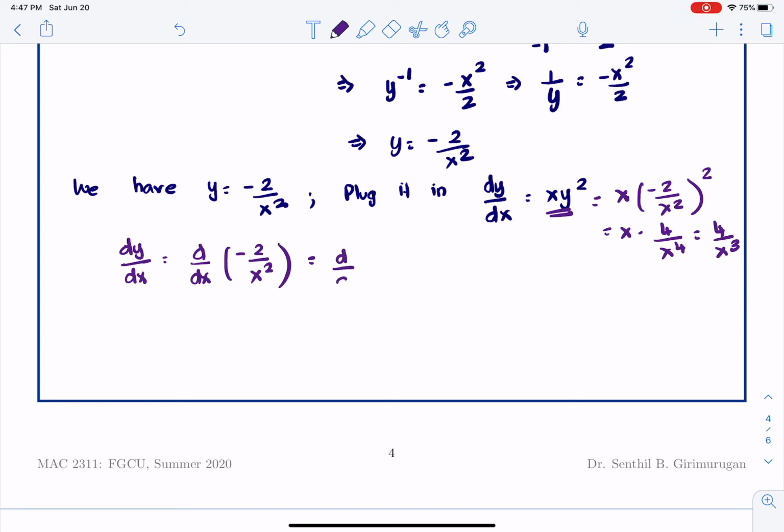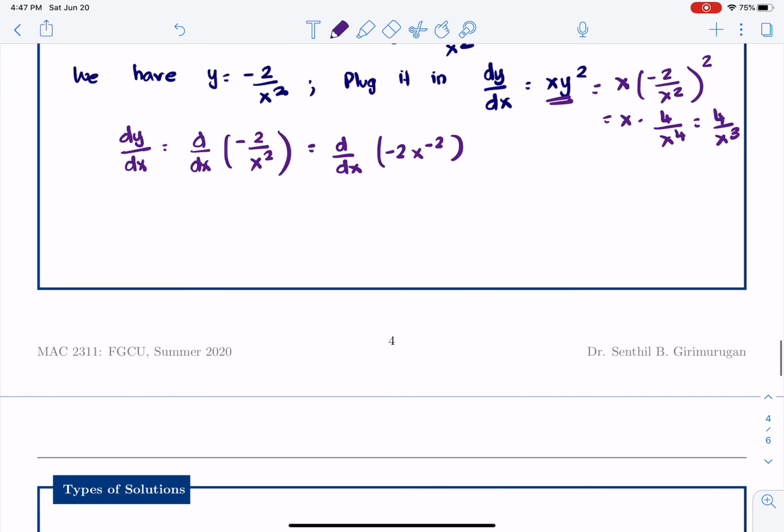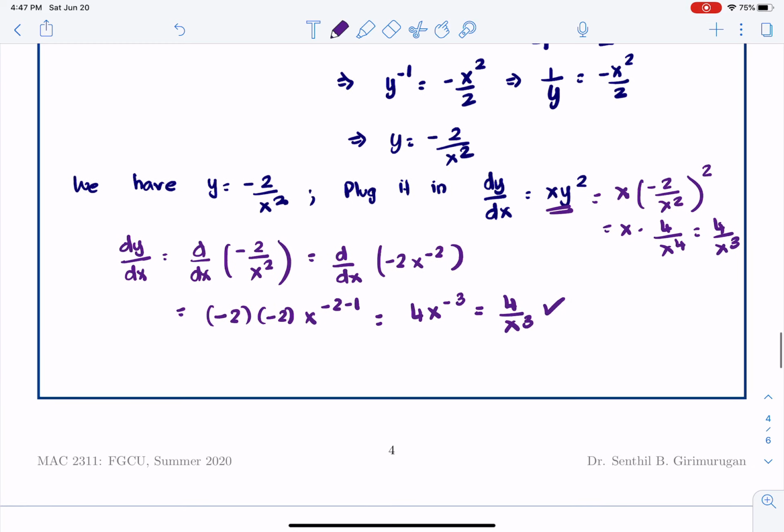So this would be the derivative of d over dx, negative 2 x raised to negative 2, which is negative 2. The power comes to the front, and we decrease the exponent. This is just the power rule of derivatives. So we end up having 4 times x raised to negative 3. So that would simply be 4 over x cubed. So dy over dx matches with the right-hand side, which is xy squared.